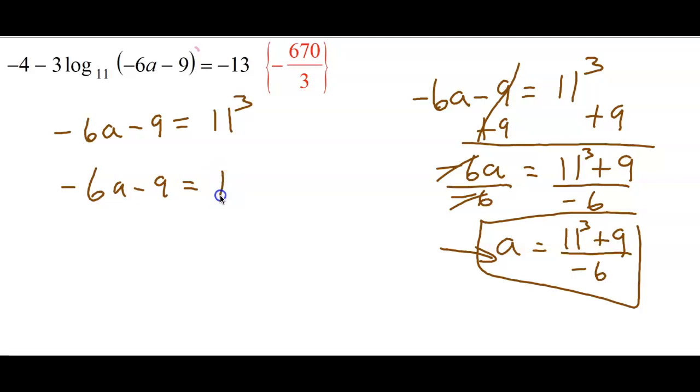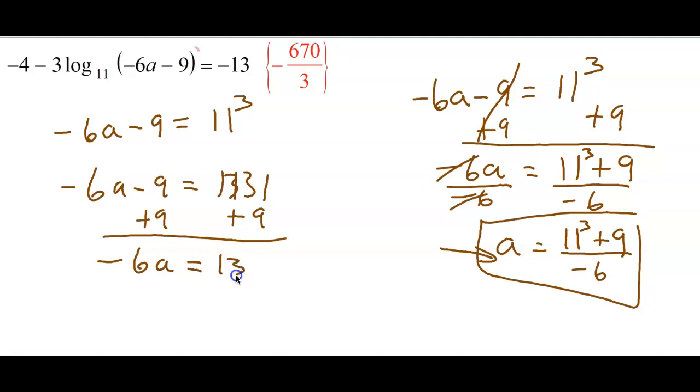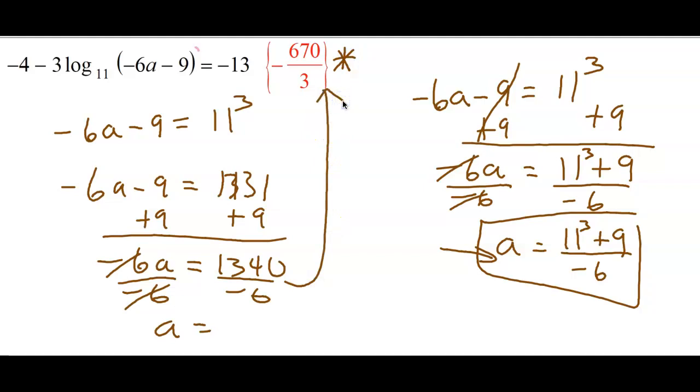And that comes out to be 1331. Then I would add 9. And then I divide by 6. So something tells me 6 is probably not going to go in there evenly because I'm looking at the final answer here. So they probably just reduce it to become that. And that's the final answer.